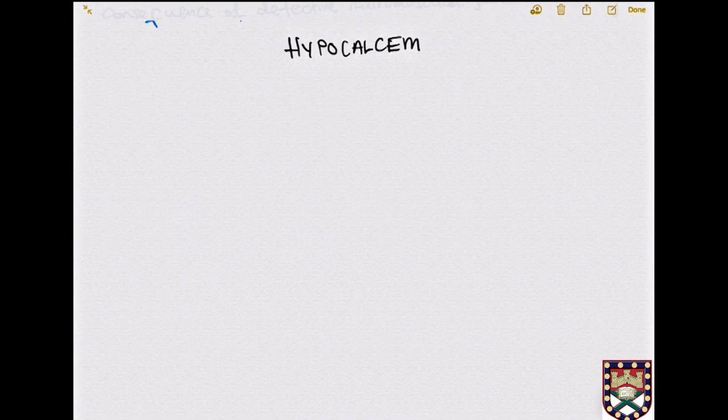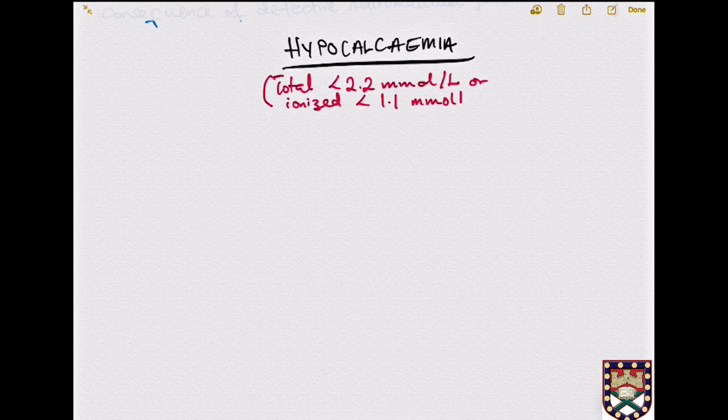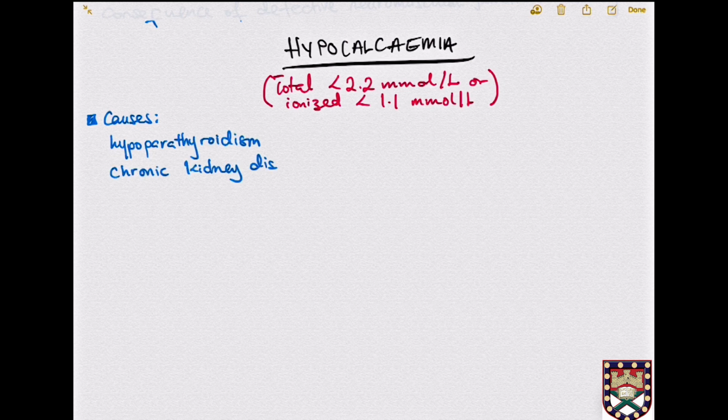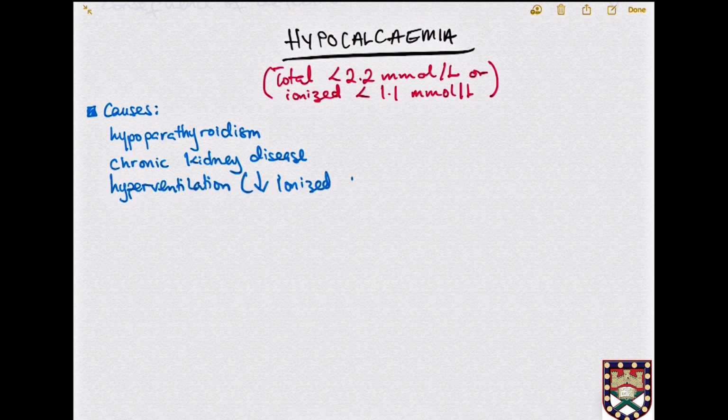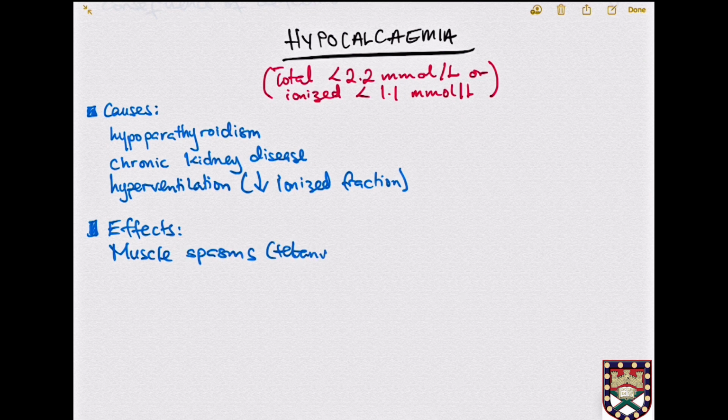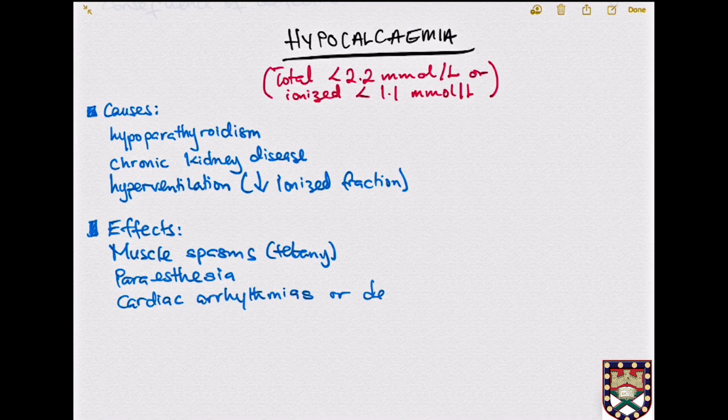Let's look at hypocalcemia and what causes it. So hypocalcemia is caused mostly by hypoparathyroidism, chronic kidney disease, or hyperventilation. And the symptoms you often get when you're suffering from hypocalcemia are tetany, which is muscle spasms, paraesthesia, which is essentially a feeling of tingling or prickling sensation, and cardiac arrhythmias or depression. And it makes sense because you have less calcium, you don't have enough calcium for your muscles, for your heart muscles to use, and so you end up with cardiac conditions.